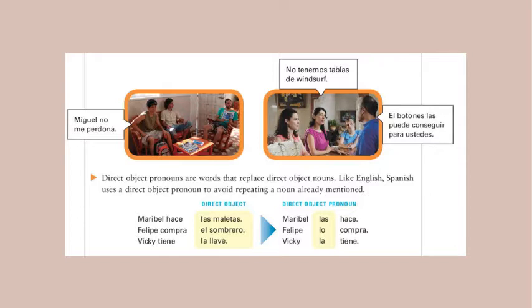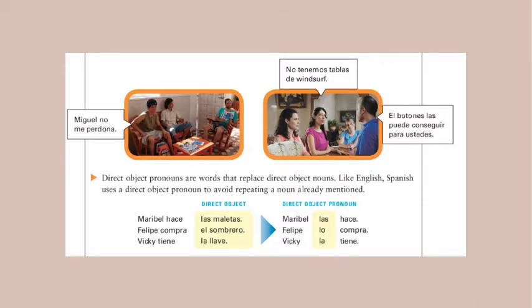So direct object pronouns are words that replace direct object nouns. Like English, Spanish uses a direct object pronoun to avoid repeating a noun already mentioned. Por ejemplo, Maribel hace las maletas. Maribel is packing her bags. Maribel las hace. ¿No? O Felipe compra el sombrero. Felipe lo compra. Vicky tiene la llave. Vicky la tiene.